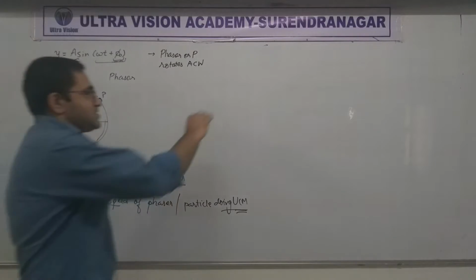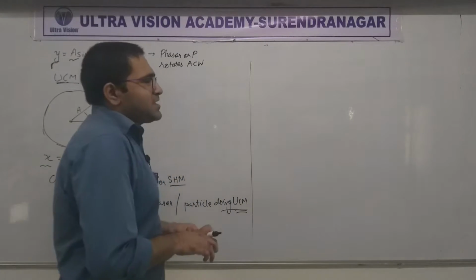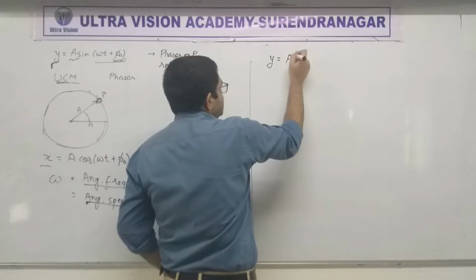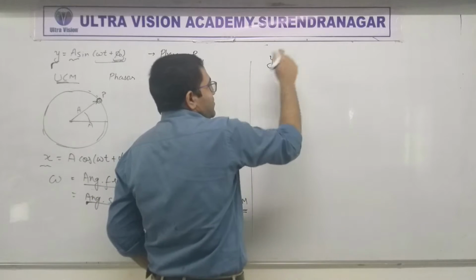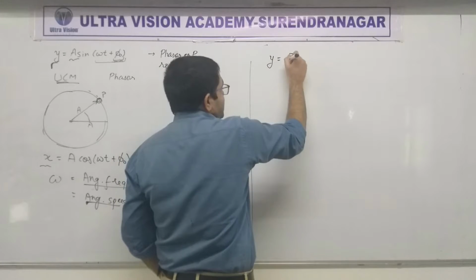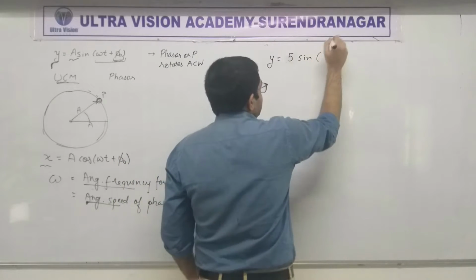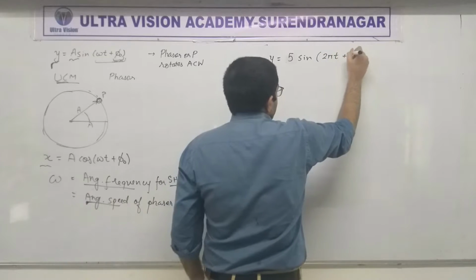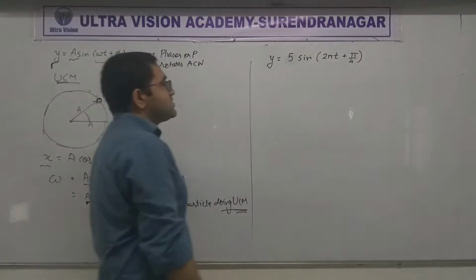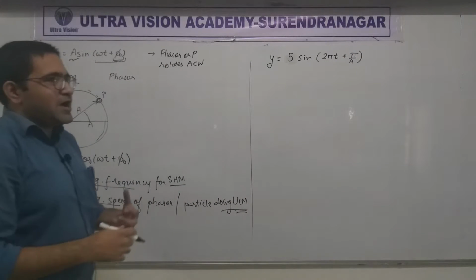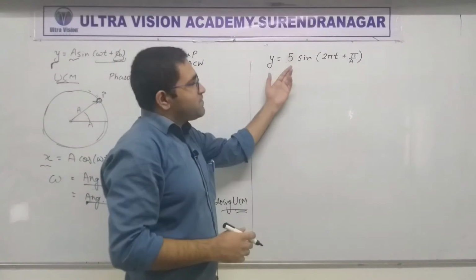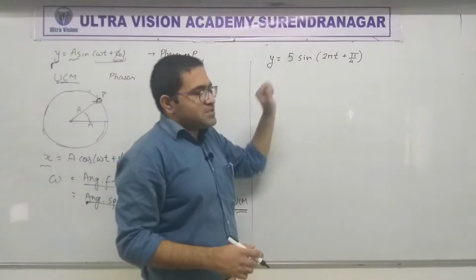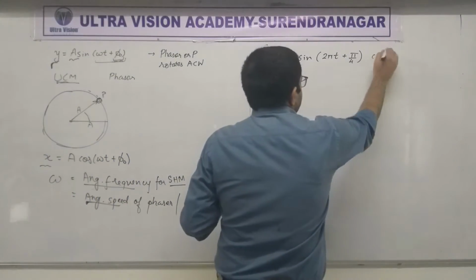No problem. Let's discuss examples. Suppose someone asks, can you draw this kind of phasor diagram, or this kind of circle, for this particular motion? Let's say we are required to draw the phasor or the circle showing UCM for this kind of SHM. Let's say this is in centimeters, for example.